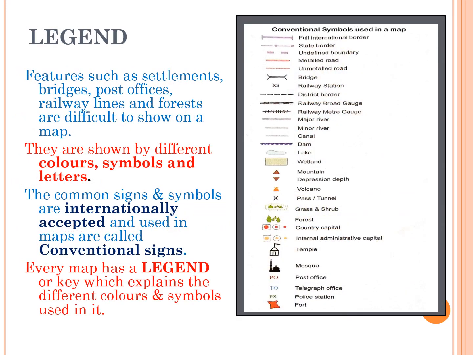As it is difficult to show some features like forests, bridges, post offices, railway lines, settlements, mountains, and lakes on a map, some different colors, symbols, and letters are used. These common signs and symbols used in maps that are internationally accepted are called conventional signs and symbols. So every map has a legend or a key which explains the different colors and symbols used in it.